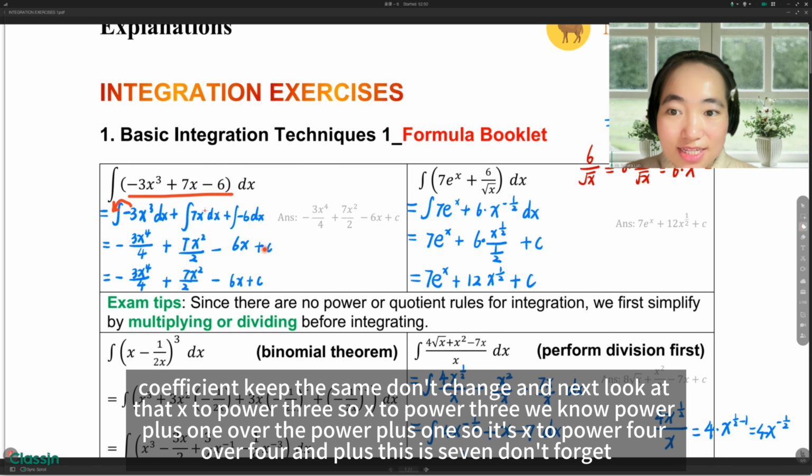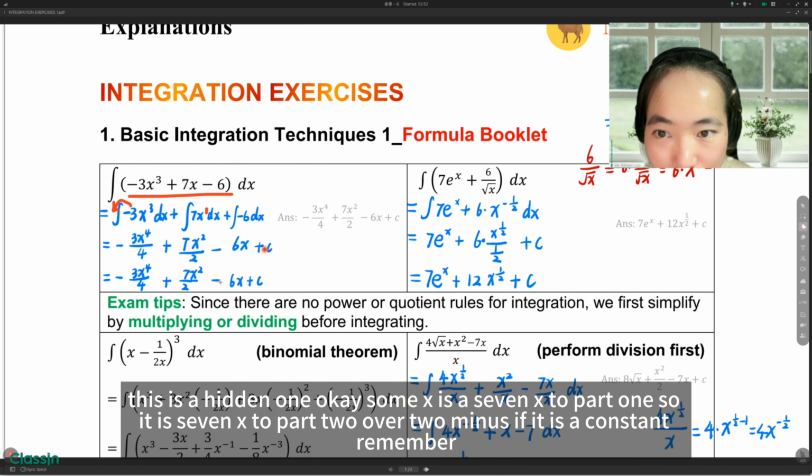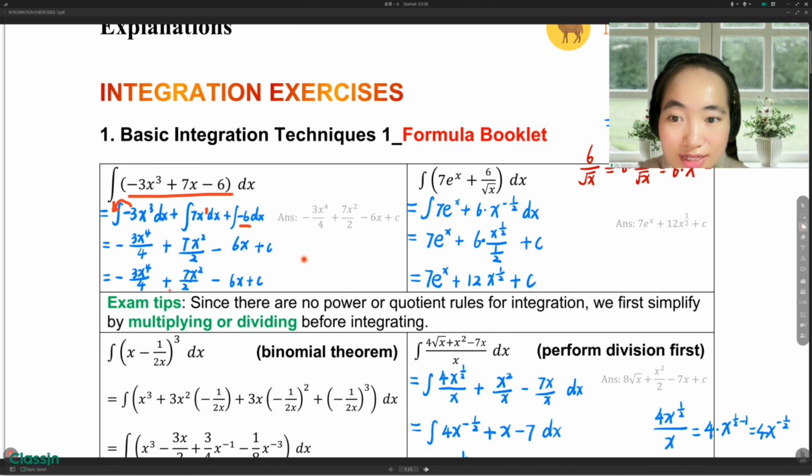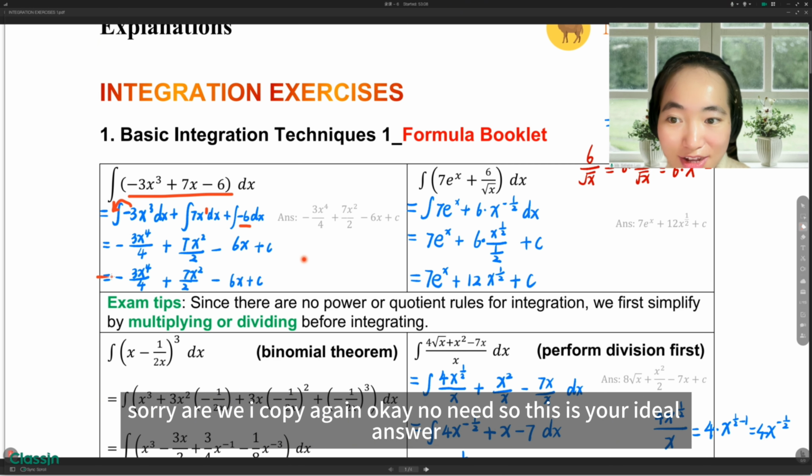And plus, this is 7. Don't forget this is a hidden 1, okay? 7x is 7x to the power 1. So it will be 7x to the power 2 over 2. Minus, if it is a constant, remember, you just add x. So minus 6x plus c. Okay, done. So this is already our answer.